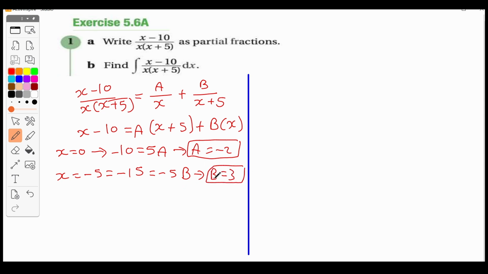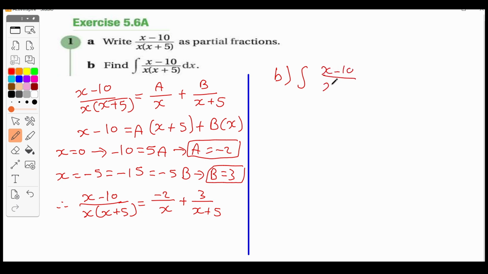After finding a and b, we now need to write the result. We say, therefore, the given algebraic fraction x minus 10 all over x times the quantity x plus 5 will be a, which is negative 2 over x, plus b, which is 3 over x plus 5. Now we have finished writing this as partial fractions. Now question b, we need to integrate.